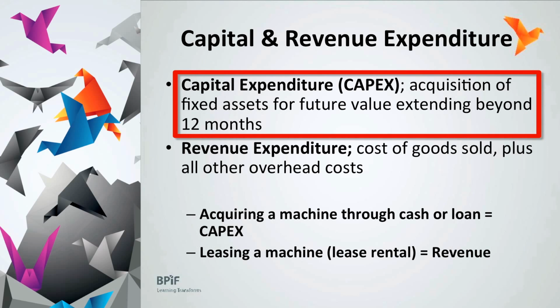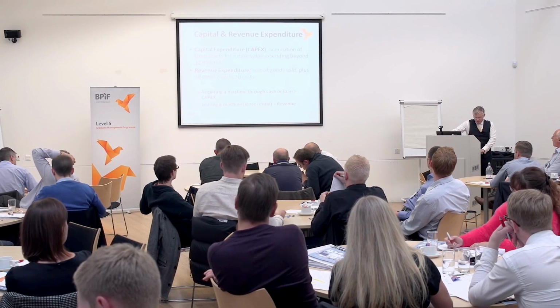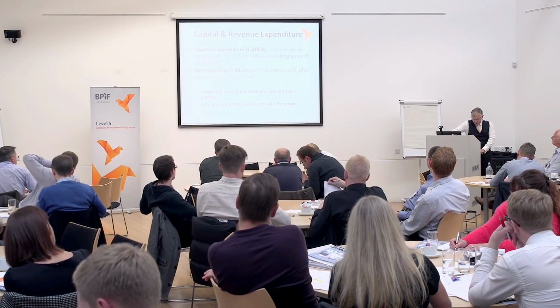Capital expenditure is the acquisition of fixed assets for future value in the business. So it's for things which you purchase which extend beyond 12 months. These items will be depreciated over the item's useful life and charged to the P&L. And it's the directors' decision on deciding what the relevant depreciation policy is for the company.